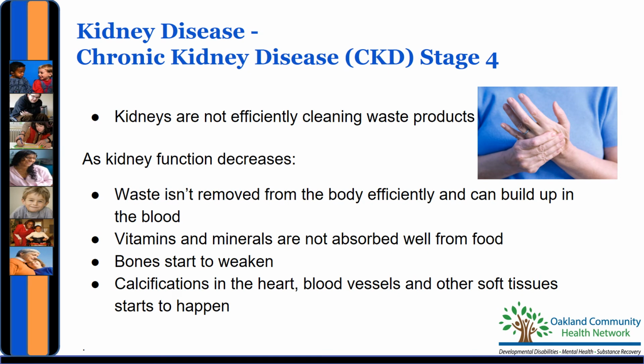When someone has chronic kidney disease stage 4, their kidneys are not efficiently cleaning waste products. As kidney function decreases, waste isn't removed from the body efficiently and can build up in the blood. Vitamins and minerals are not absorbed well from food. The bones start to weaken. Calcifications in the heart, blood vessels, and other soft tissues start to happen.